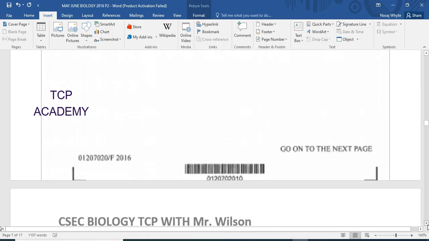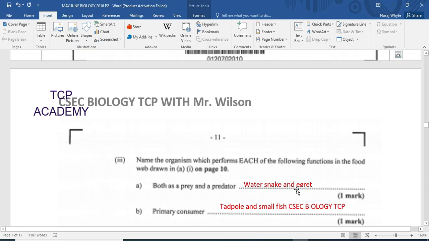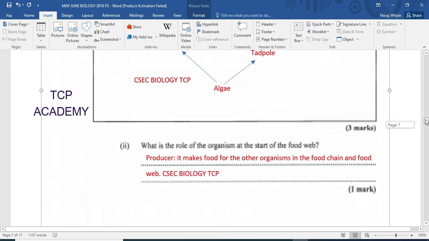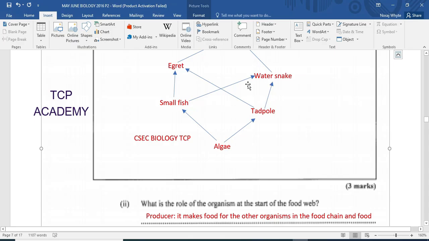We're moving on down to the other question. So we chose here water snake and egret. It is both a prey and a predator. So the snake, the water snake, is both a prey and a predator, and the egret is both a prey and a predator. So we just showed you 2 examples, but I think we were supposed to only do 1, but we gave you a little extra there. A primary consumer: the tadpole is a primary consumer, and the small fish is a primary consumer. So we pretty much pulled that out there, primary consumer here, and we gave you these earlier.